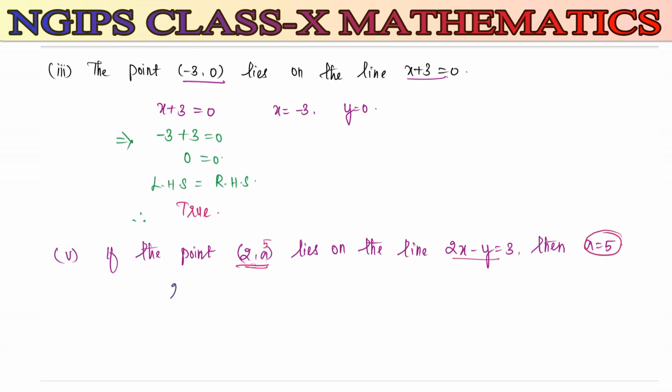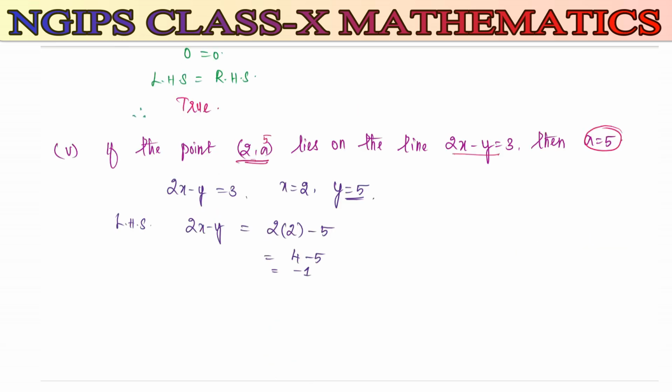The equation is 2x minus y is equal to 3. x value is 2 and the a value they have given is nothing but y. So y value here is 5. Just I am going to substitute LHS value 2x minus y. So when you substitute here, we will get 2 into x value 2, minus y value 5. So 2 twos are 4, minus 5. 4 minus 5, the value is minus 1. So here LHS value is minus 1, but we have RHS as 3. Therefore LHS is not equal to RHS.